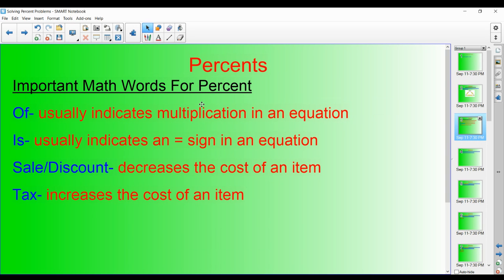So some important words for percentage word problems. If they say a percent of, that means multiply. We take the percent and multiply it by the other number. Is, it's a good indicator that there's an equal sign, that something equals. Sale or discount, the price goes down. And tax, the price goes up. So we really should be able to check our answer. If we add tax to something, it should be more expensive. So we can check whether our answer is reasonable.